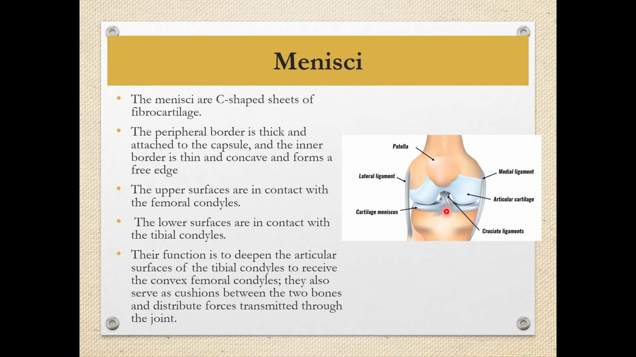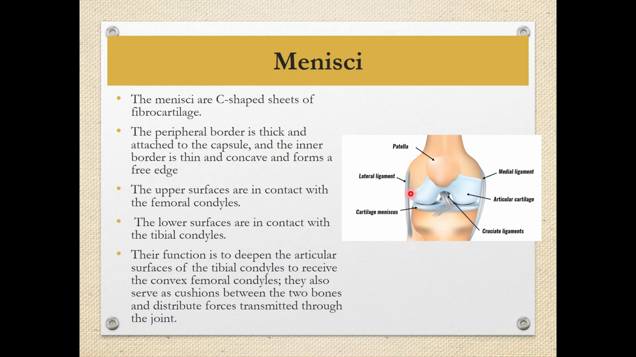Now there are some menisci. See here, these are menisci. They are C-shaped sheets of fibrocartilage. They are not hyaline cartilage, they are fibrocartilage. Their peripheral border is very, very thick and attached to the capsule, and the inner border is thin and concave and forms a free edge.